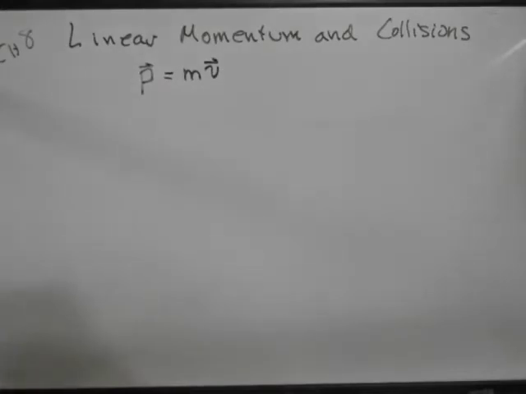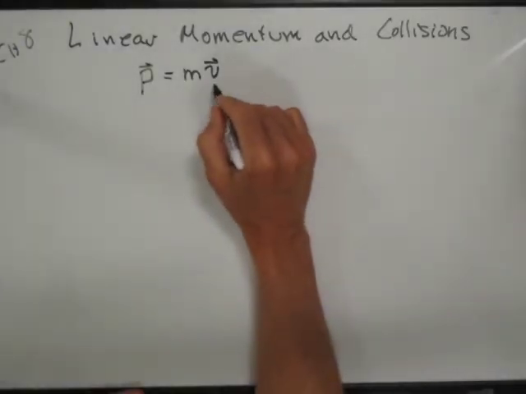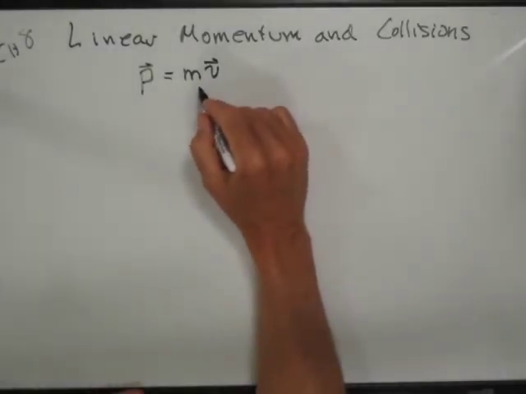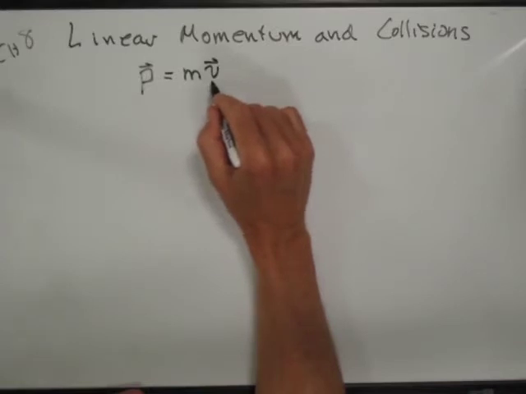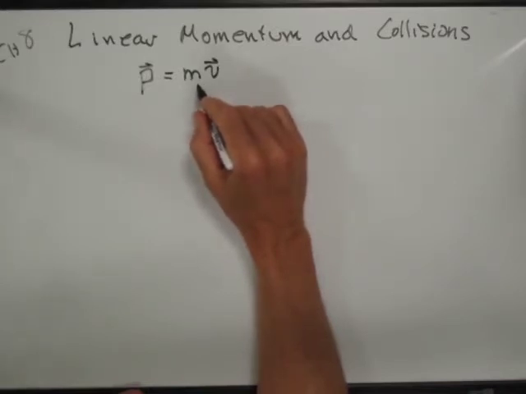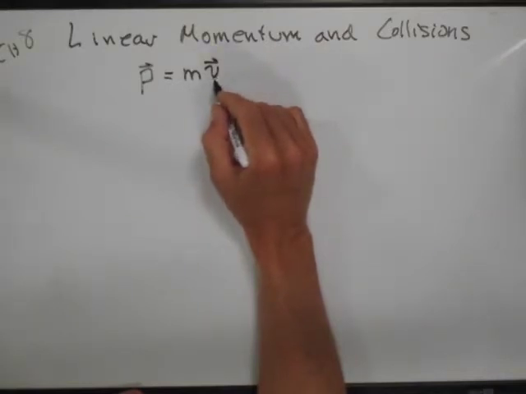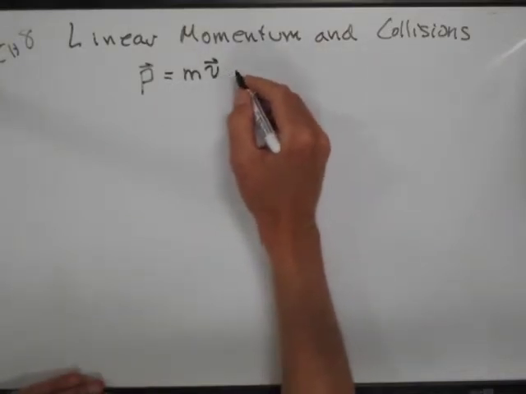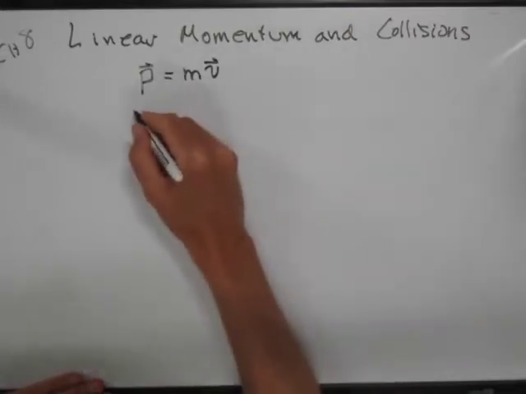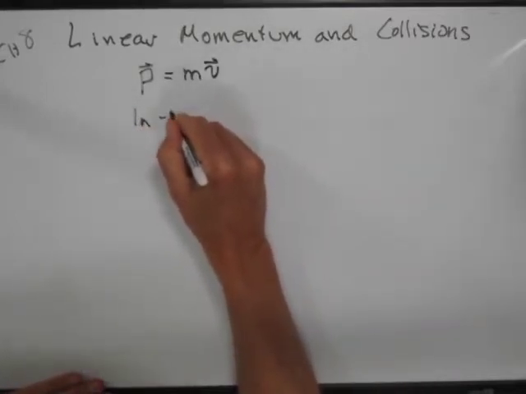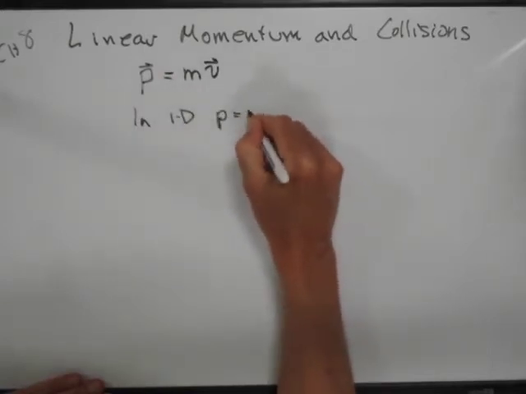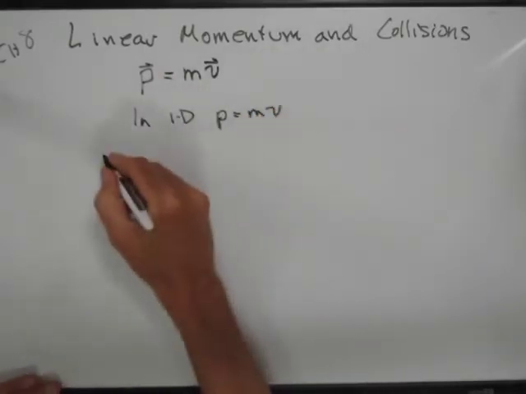And it probably obeys your intuition, your sense of what momentum is. A large object that's moving kind of fast generally has a larger momentum than a small object that's moving a little faster. So if we're looking in one dimension, we can drop the vectors. So in 1D, we can just write p equals mv.